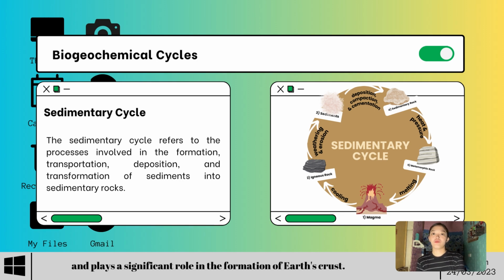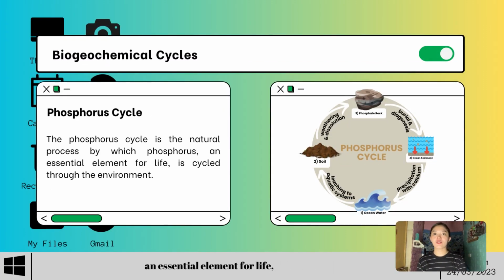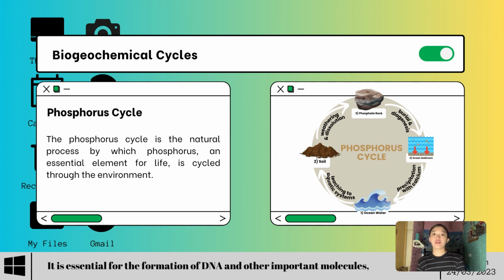of Earth's crust. The phosphorus cycle is the natural process by which phosphorus, an essential element for life, is cycled through the environment. This involves the movement of phosphorus from rocks to soil and water, to plants and animals, and eventually back to the soil through decomposition. Human activities can also impact the phosphorus cycle and lead to environmental issues such as eutrophication. The phosphorus cycle is important because phosphorus is a vital nutrient for all living organisms. It is essential for the formation of DNA and other important molecules and plays a critical role in energy transfer within cells.